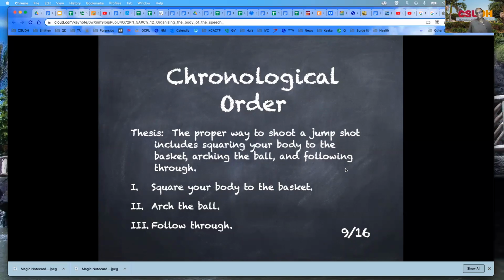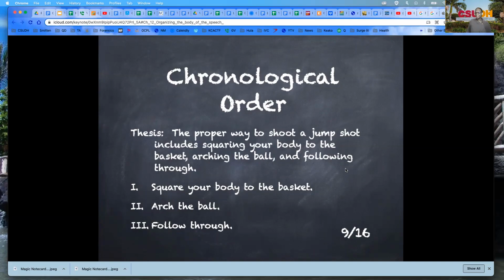So if you were doing an informative speech on Kobe Bryant, you might want to use chronological order because you would want to talk about the time of his life. You want to talk about his birth, his childhood, his adolescence, the time that he was in high school, and then his early years in the NBA, his later years, that he retired, and then talk about his untimely death, right? And then what has happened with his legacy after he has died. That is chronological order. So that would be chronos, right?